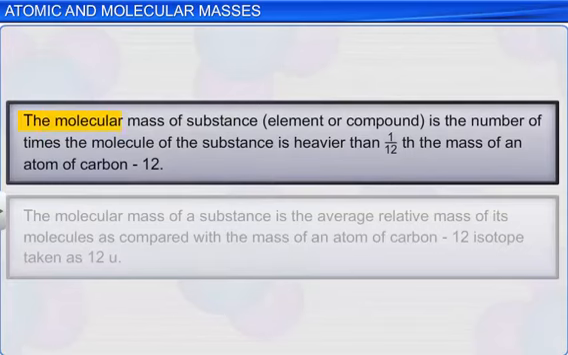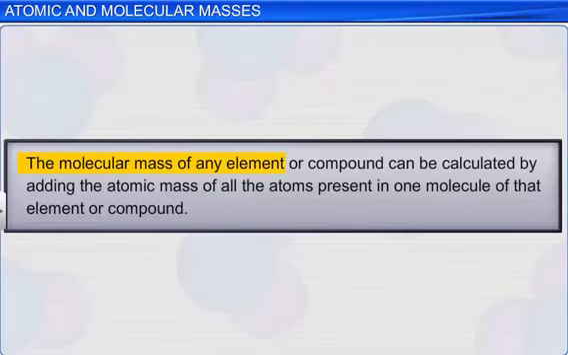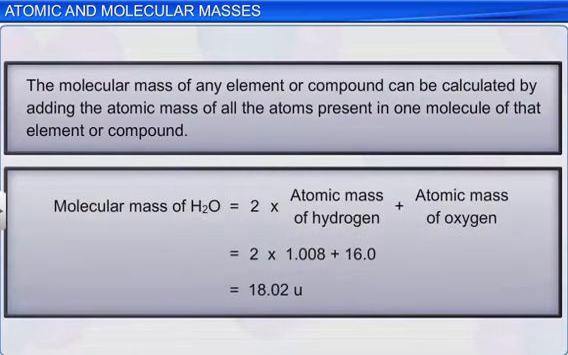The molecular mass of a substance, element, or compound is the number of times the molecule of the substance is heavier than 1/12 the mass of an atom of carbon-12. In other words, we can say that the molecular mass of a substance is the average relative mass of its molecules as compared with the mass of an atom of carbon-12 isotope taken as 12 U. The molecular mass of any element or compound can be calculated by adding the atomic mass of all the atoms present in one molecule of that element or compound. For example, the molecular mass of water will be the atomic mass of 2 atoms of hydrogen plus the atomic mass of 1 atom of oxygen, which is 18.02 U.